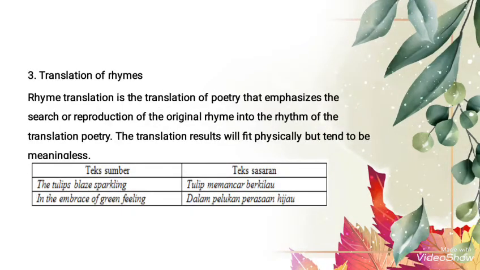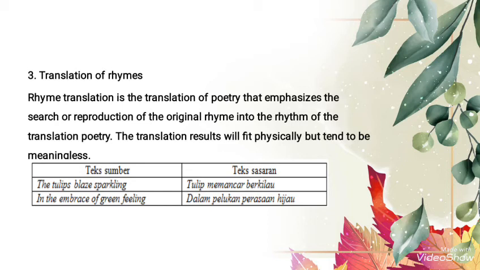So the next is rhyme translation. Rhyme translation is the translation of poetry that emphasizes the original rhyme and rhythm in the translated poetry. The translation result will fit physically but tends to be meaningless. For example, in the source text, the tulips blaze sparkling. In the target text, tulip memancarkan berkilau. And second, in the source text, in the embrace of green feeling. In the target text, dalam pelukan perasaan hijau.